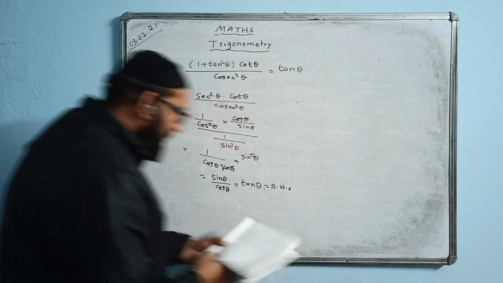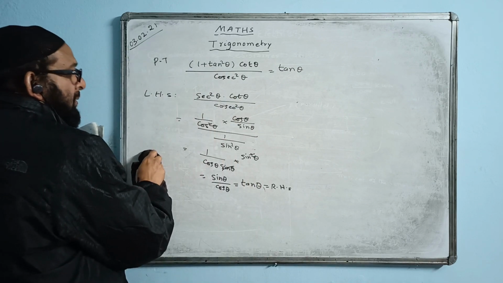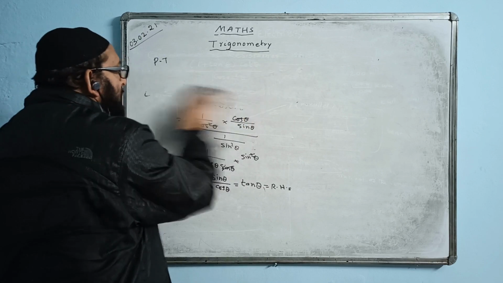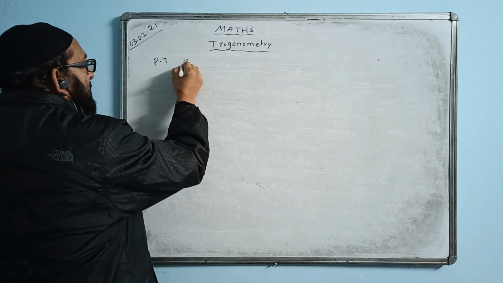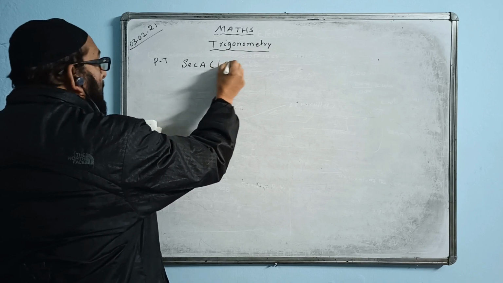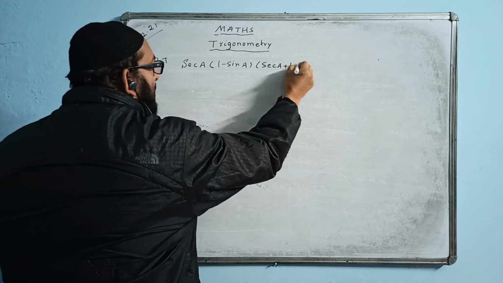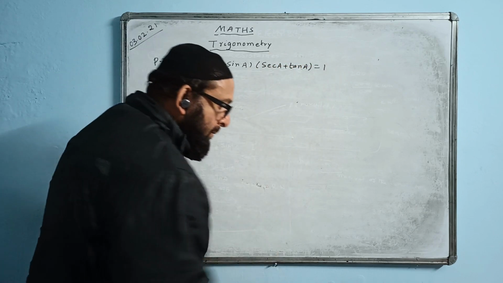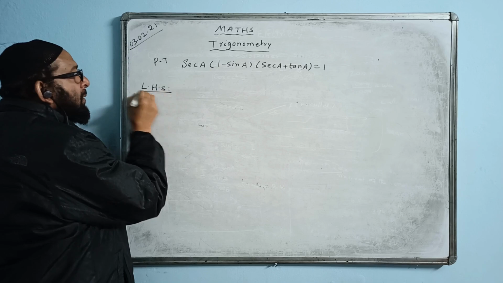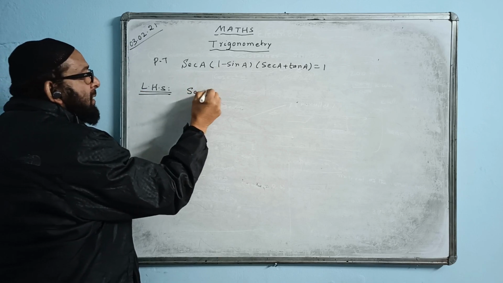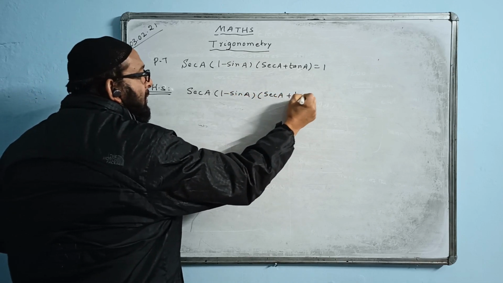Okay, now I give the next question. This is complete, finished. Now another question is here. Sec A into bracket 1 minus sin A, sec A plus tan A equals 1. You have to prove this. Take LHS of the question first. First copy the LHS: sec A bracket 1 minus sin A, sec A plus tan A.